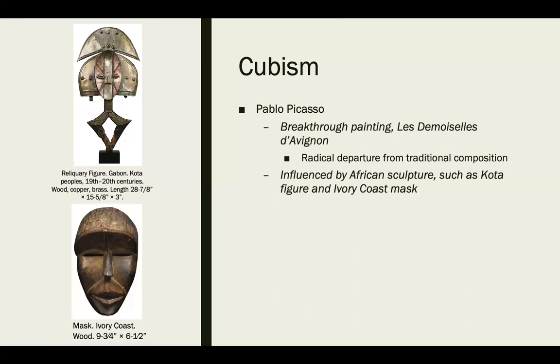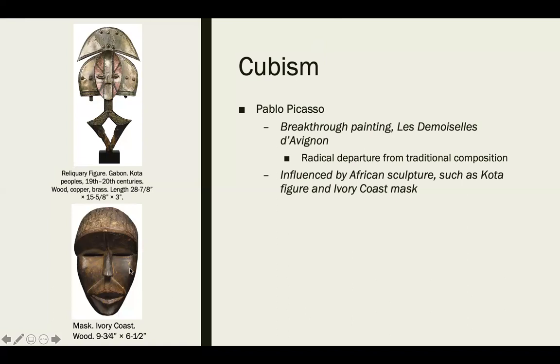So the breakthrough painting by Picasso for Cubism was Les Demoiselles d'Avignon, and we'll look at that in just a second. But it's a radical departure from traditional composition. It's influenced highly by African sculptures such as the Kota figure that we see up here, and then the Ivory Coast mask that we see down here.